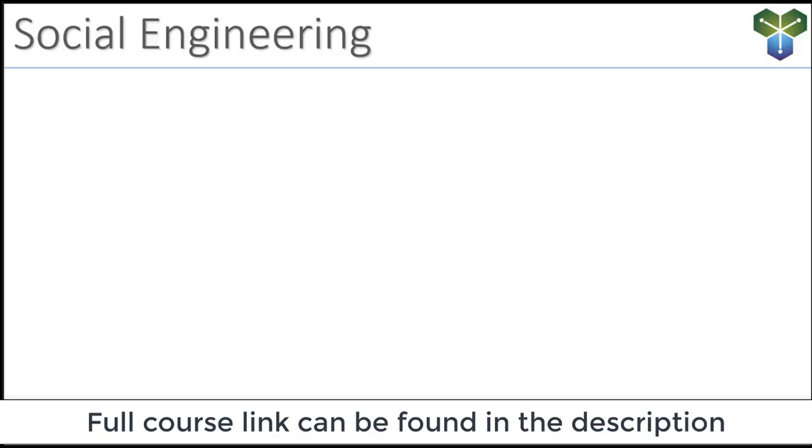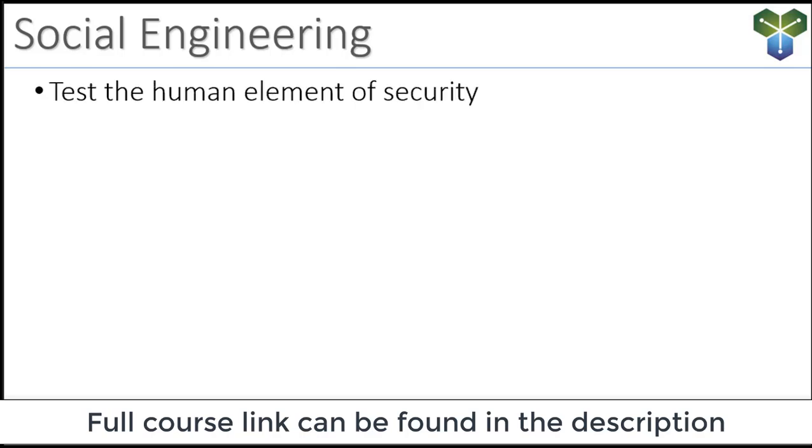The next type of test I want to talk about is a social engineering test. And with social engineering, we are going to test the human element of security. So we're going to try to manipulate people. We're going to try to see if people will actually adhere to our security policies. And there's a few different ways that we can do this. We can do this with phishing.